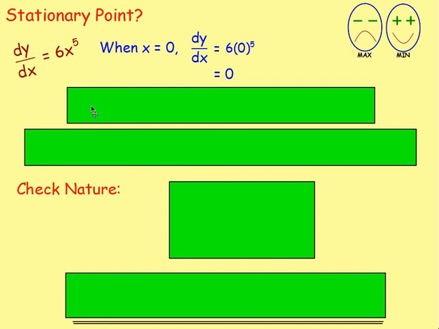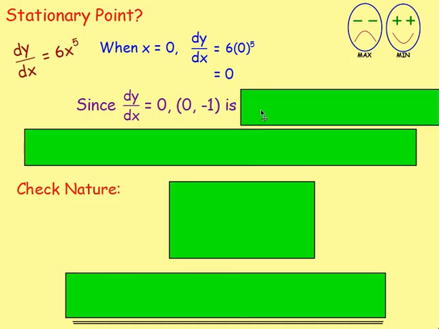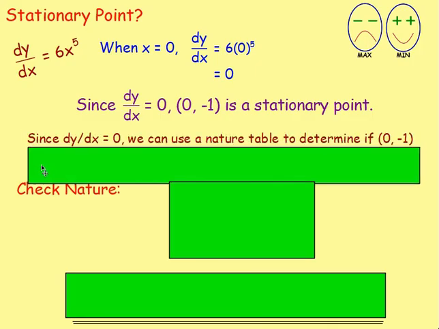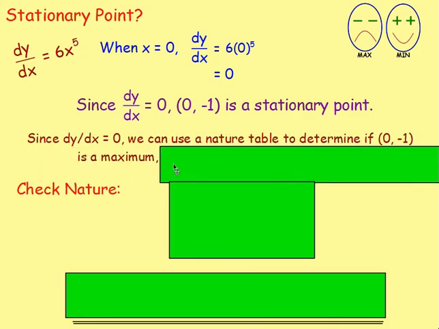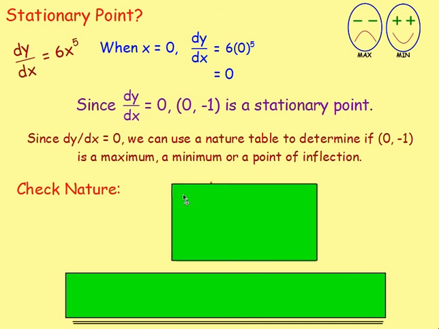That means that dy by dx equals 0, so 0, negative 1 is a stationary point. So it could be a maximum, or it could be a minimum, or it could be a point of inflection. Remember, just because the second derivative equals 0 doesn't make it a point of inflection. It could be a maximum or a minimum as well. And the way we have to test for that is by using the nature table.